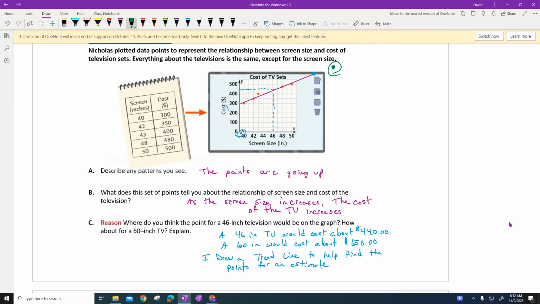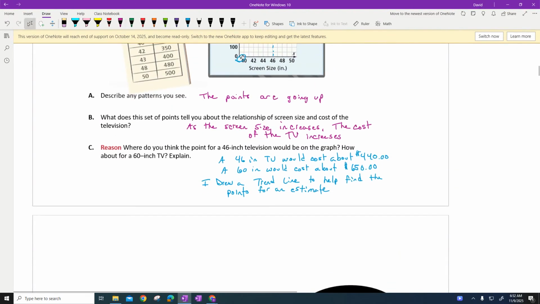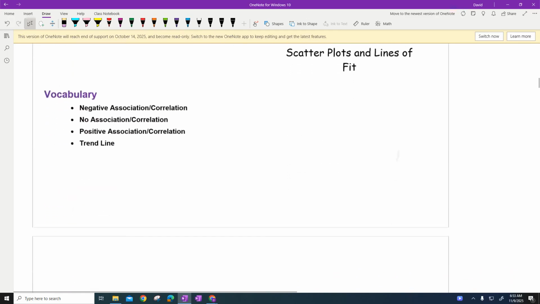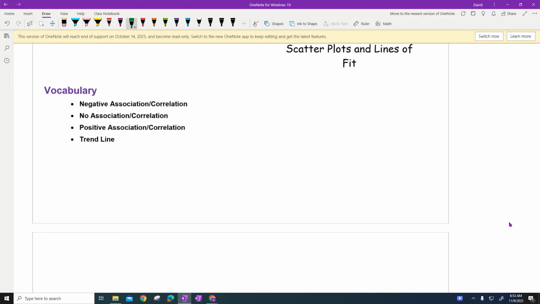So I drew a trend line to explain how I got those costs. It says I drew a trend line to help find the points for an estimate. That's what a trend line is: the best educated estimate, by drawing the line down the middle of the data. Alright, so today our big deal is to not only draw a trend line, which is the line drawn down the middle of the data, but we're going to write an equation for that trend line.